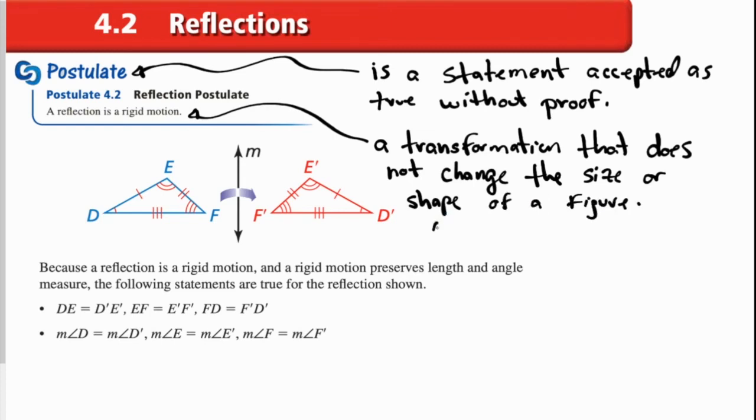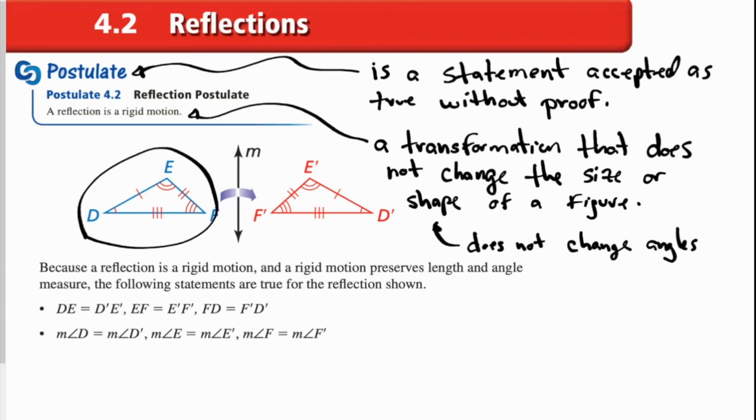And when we say it does not change the shape, it does not change the angles. Not the number of angles, not the size of the angles. So because a reflection is a rigid motion, we can see that this triangle over here, the pre-image, is congruent to this triangle over here, the image.